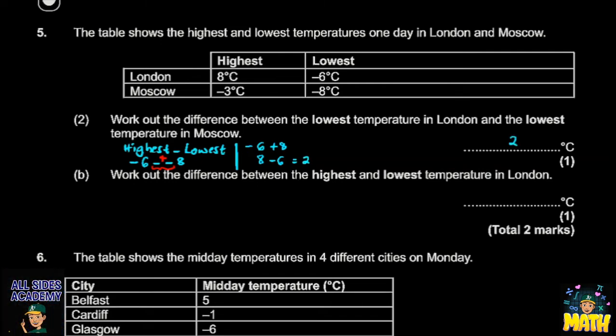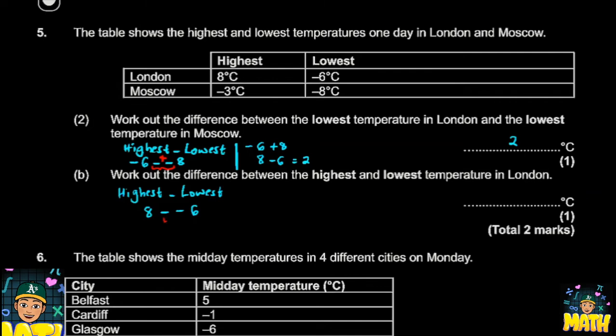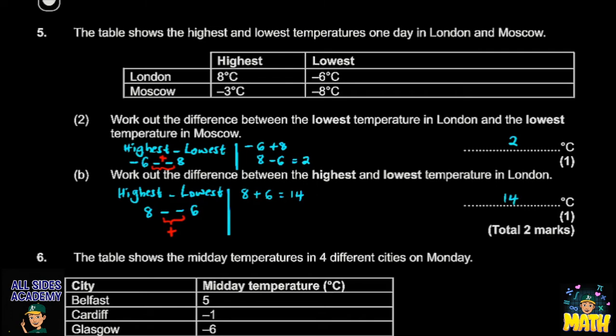Work out the difference between the highest and the lowest temperature in London. So we follow the row of London. Temperature difference is highest minus lowest. So the temperature in London that is the highest is 8 degrees Celsius. The lowest is -6. So 8 and -6. So we will write 8 minus -6. So the two negatives give you a positive. So you rewrite that as 8 plus 6, which gives you 14 degrees Celsius.